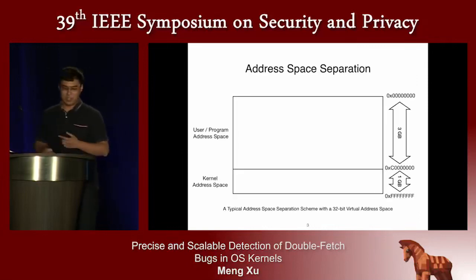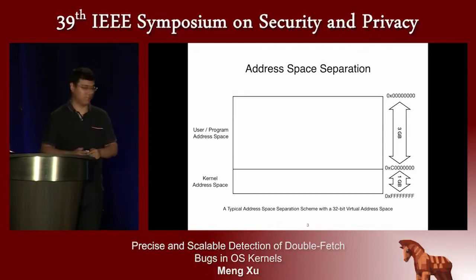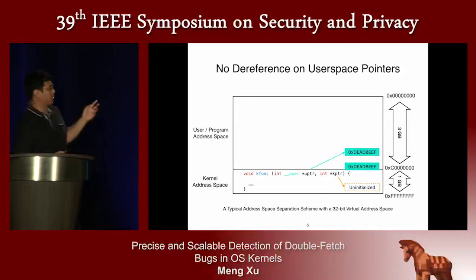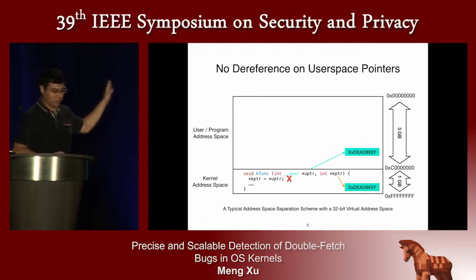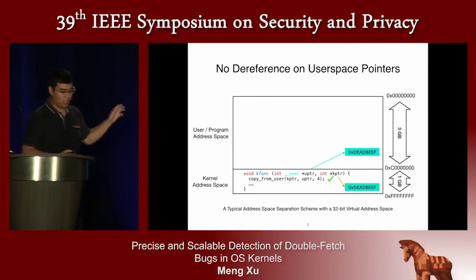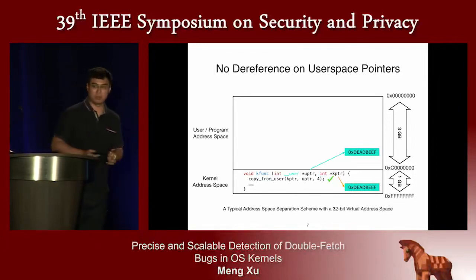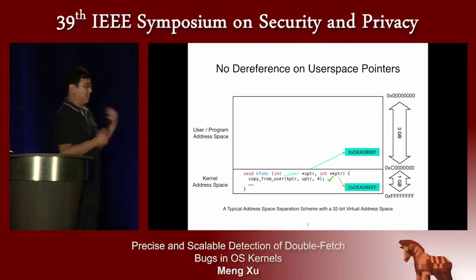Double fetch all originates from address space separation protection, which completely separates the user space program and the kernel space. This implies two things. If you want to copy something from user space to kernel space, you cannot directly dereference the user space pointer; a direct dereference is wrong. What you should do is use copy_from_user functions, which we call transfer functions, that specify where to copy from in user space, where to copy to in kernel space, and how many bytes you want to copy. This gives us a way to identify the fetches.